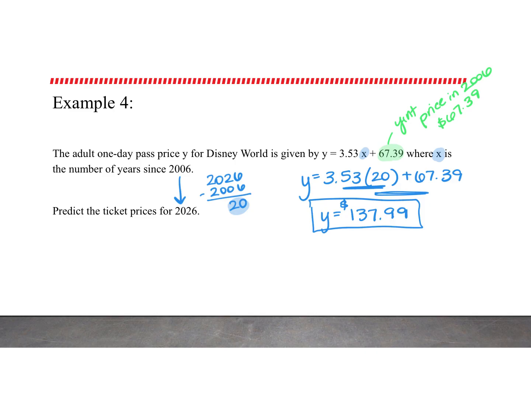The other piece in here, this 3.53, this is our slope. And that means this is the change in price each year. So according to this equation, from year to year, it only went up $3.53 each year. So slope is always the change per something, and then our y-intercept is always like our starting value.